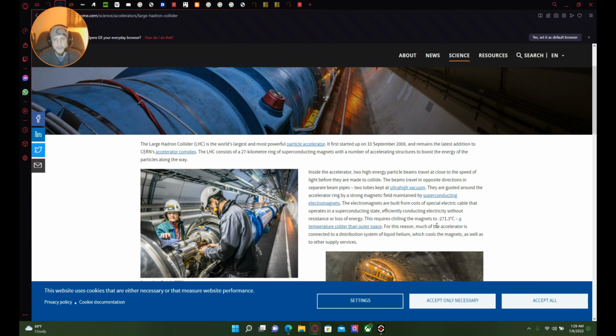This requires chilling the magnets to -271 degrees Celsius, or 1.9 kelvin, a temperature colder than outer space. For this reason, much of the accelerator is connected to the distribution system of liquid helium, which cools the magnets, as well as other supply services.